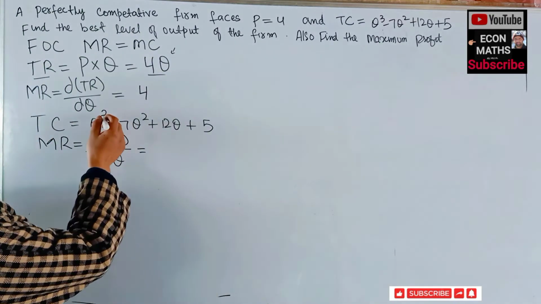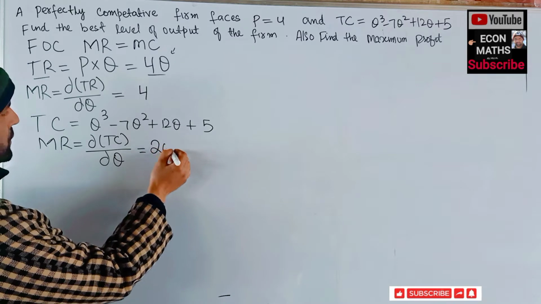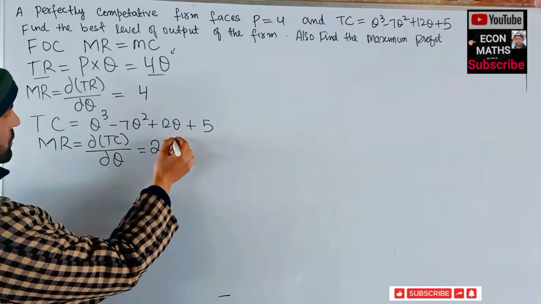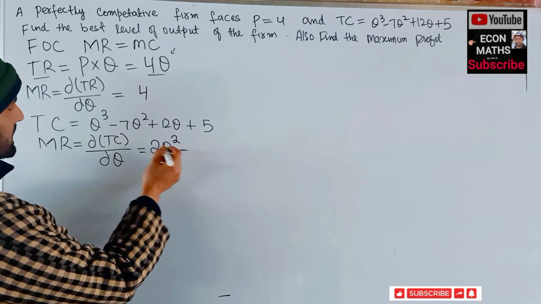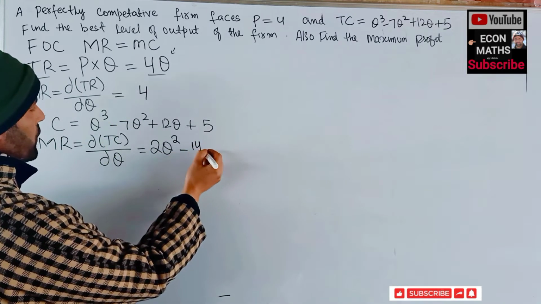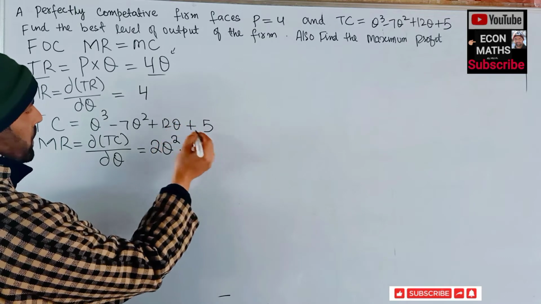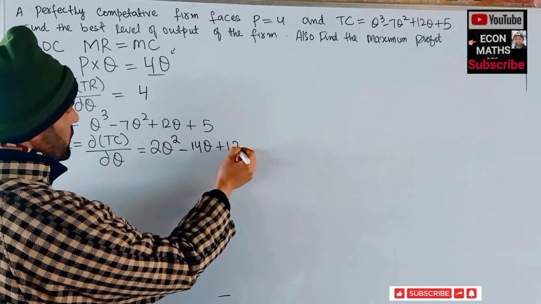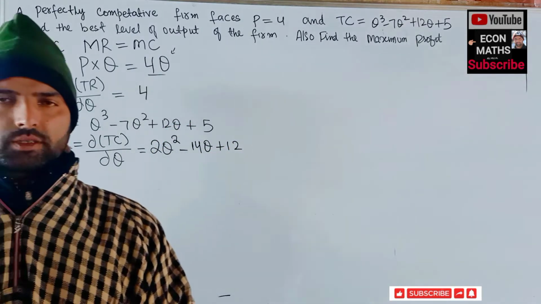Now the derivative of q cube is 3q square, since 3 minus 1 is 2. Minus, here the 2 becomes the coefficient, so 2 times 7 is 14q. The derivative of q is 1, so I will write here 12. So this is our marginal cost.